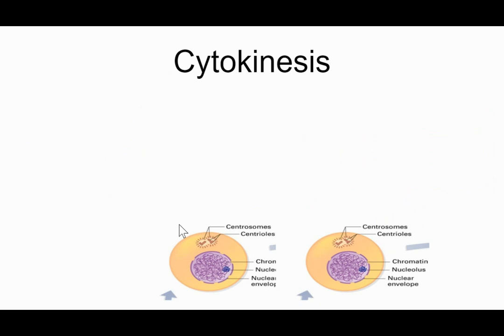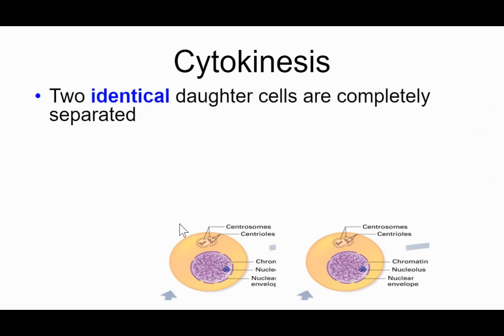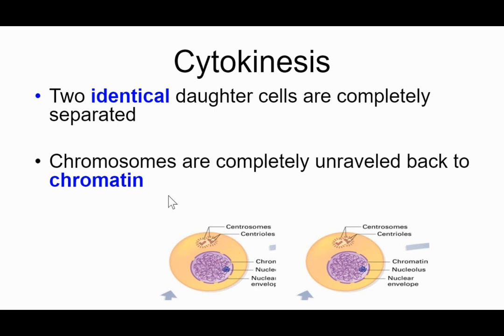At the same time that telophase is happening, cytokinesis is occurring. In cytokinesis, you're going to actually split those two cells completely. So you end up with your two identical daughter cells at the end. And the chromosomes have completely unraveled back into their chromatin form, and they pretty much look like they did back in interphase. And that's that complete cycle.